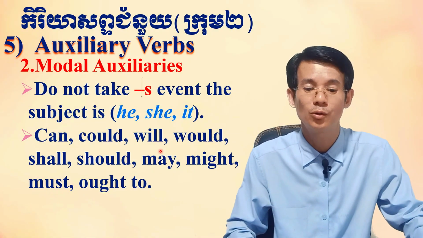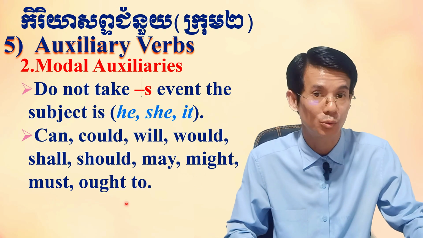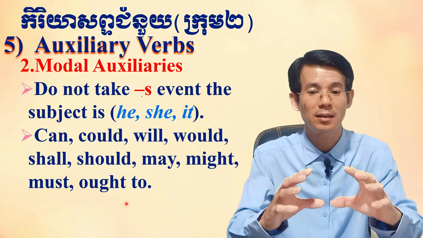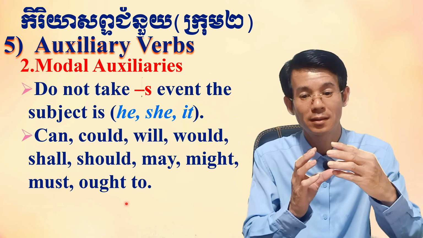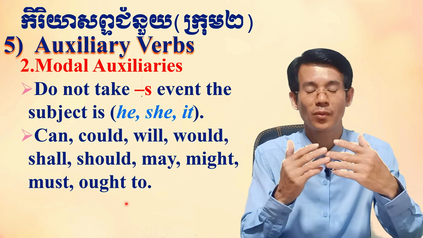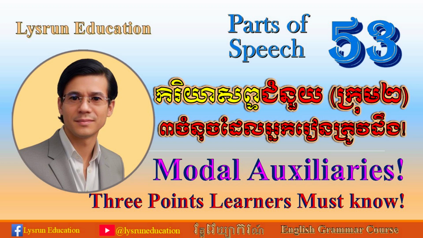Can, could, will, would, shall, should, may, might, must, and ought to. Okay, these are the modal auxiliary verbs, which are the second type of auxiliaries.